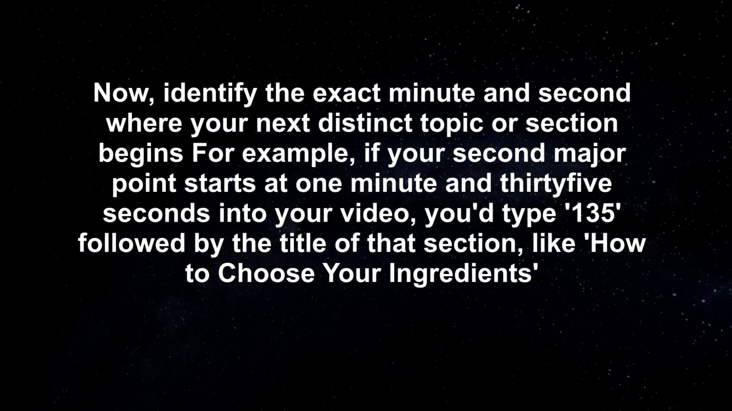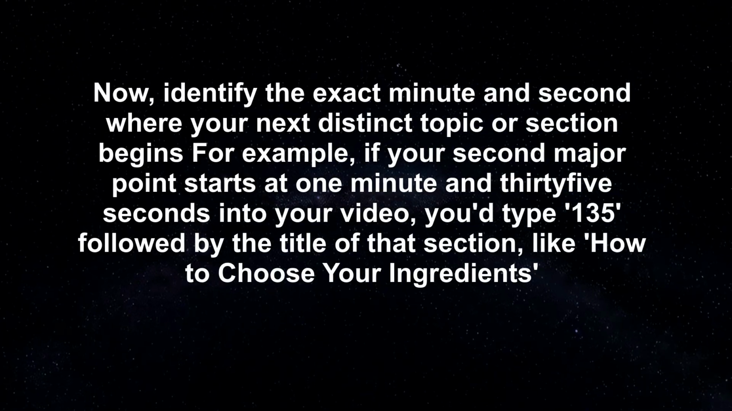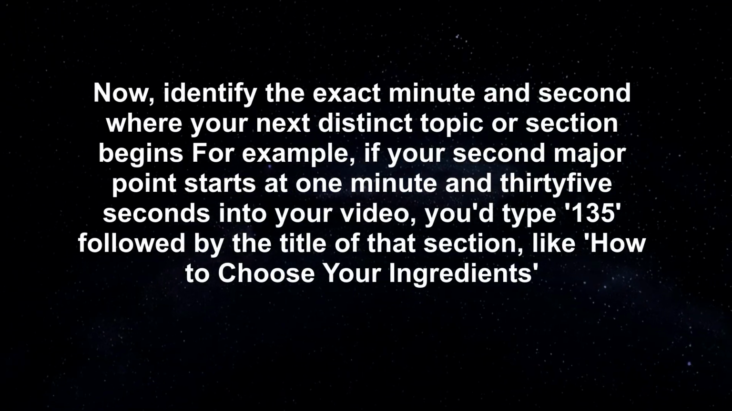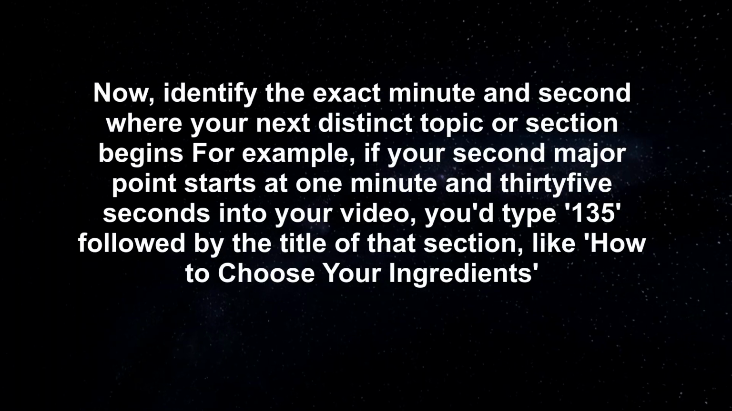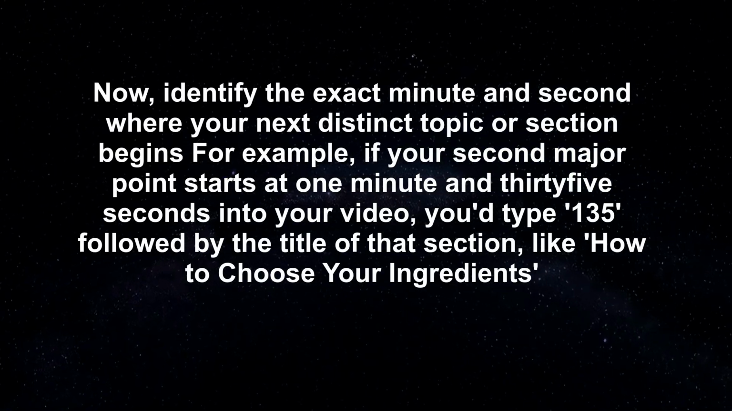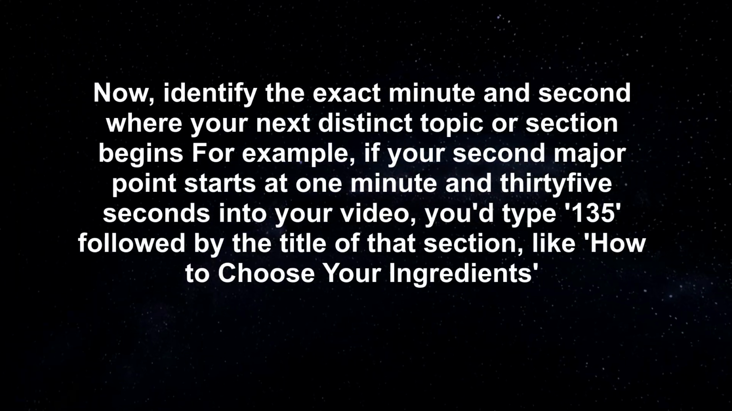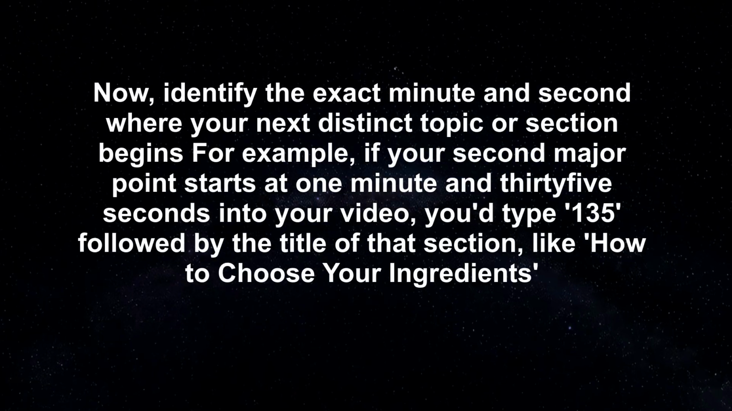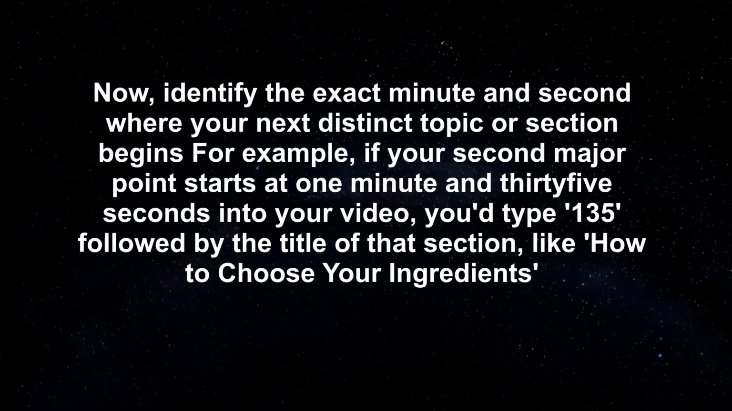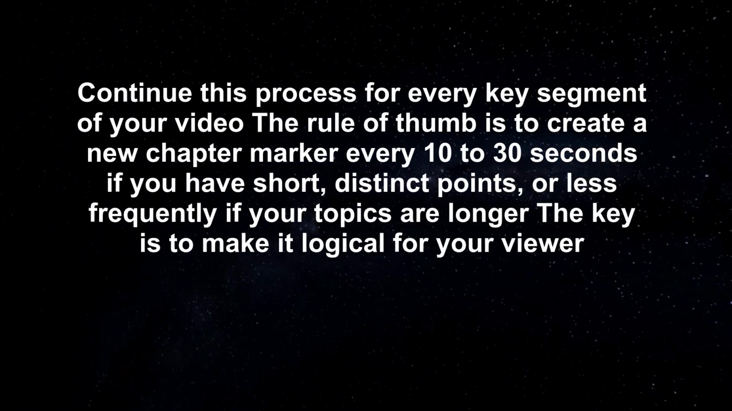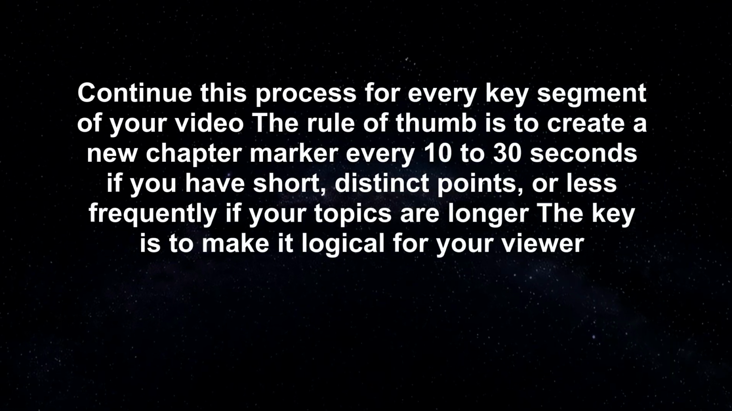Now, identify the exact minute and second where your next distinct topic or section begins. For example, if your second major point starts at 1 minute and 35 seconds into your video, you'd type 1:35 followed by the title of that section, like how to choose your ingredients. Continue this process for every key segment of your video.